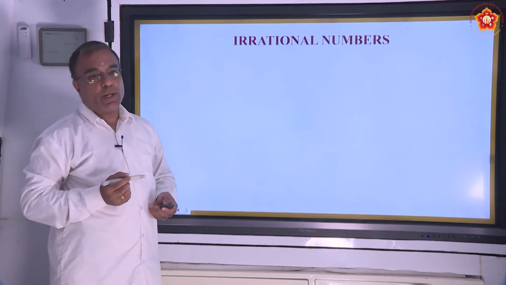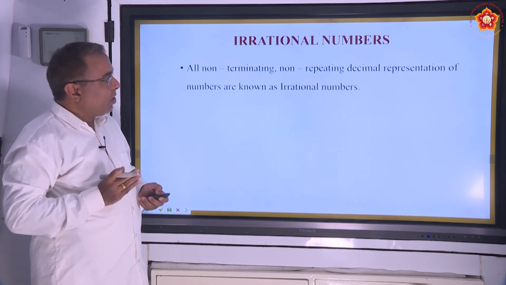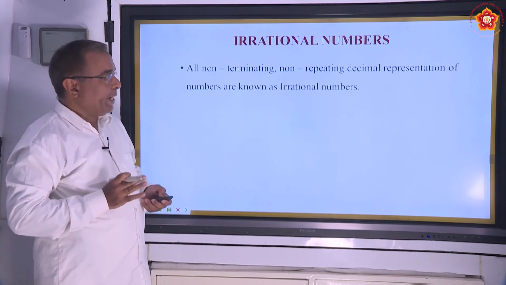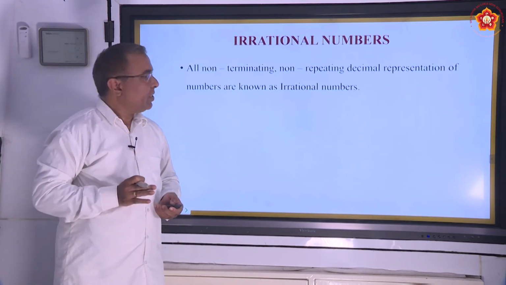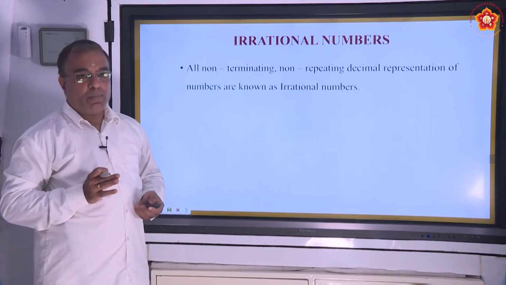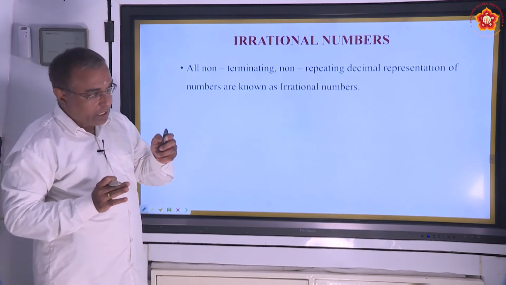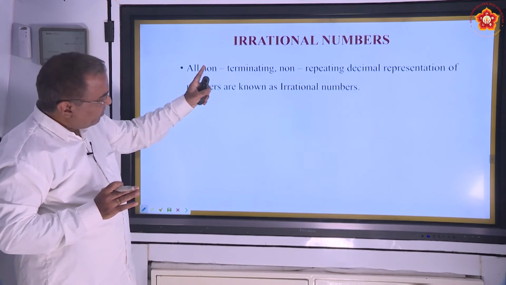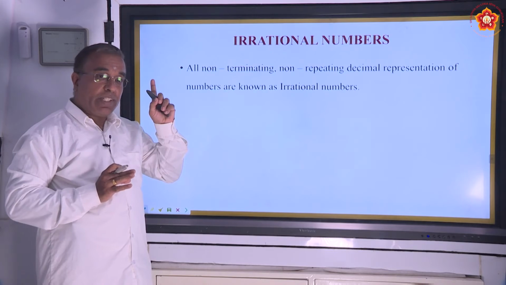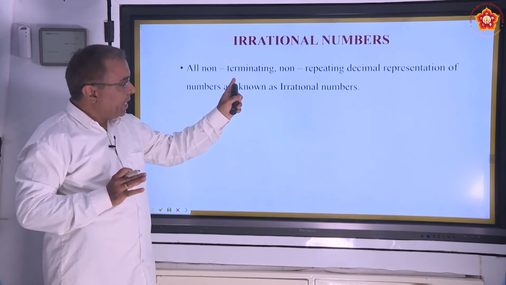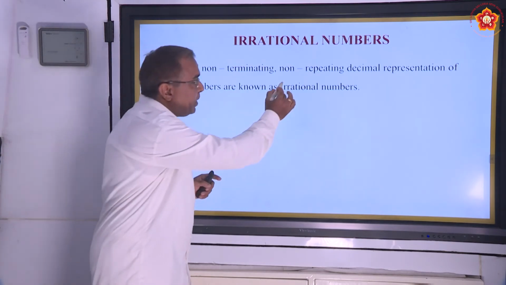Next, what are irrational numbers? This is the definition. All non-terminating, non-repeating decimal representations are known as irrational numbers. Earlier in rational numbers we have seen sometimes it can be terminating or sometimes non-terminating also. But here is one more difference. Here it will be non-terminating, but at the same time it will be non-repeating also. In rational numbers it used to repeat, it will be non-terminating and repeating, but here it is non-repeating. This is very important.